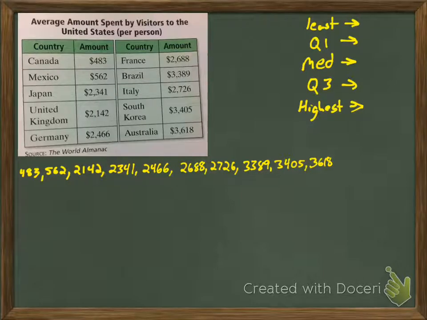So my least number is probably the easiest one to do. It's 483. So I'm going to go ahead and write 483 over here. My greatest number is pretty easy. It's 3,618. So 3,618.